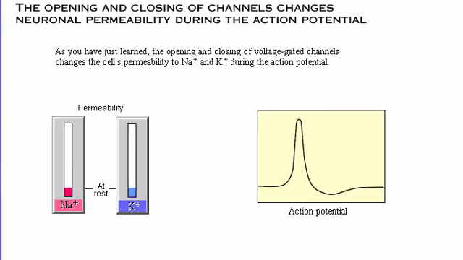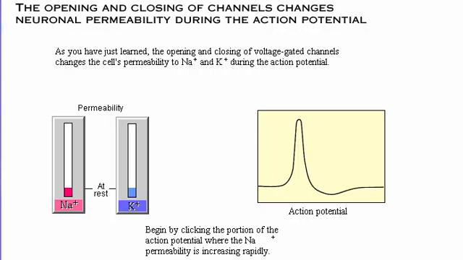As you have just learned, the opening and closing of voltage-gated channels changes the cell's permeability to sodium and potassium during the action potential. Now let's watch this happen. Begin by clicking the portion of the action potential graph where the sodium permeability is increasing rapidly.